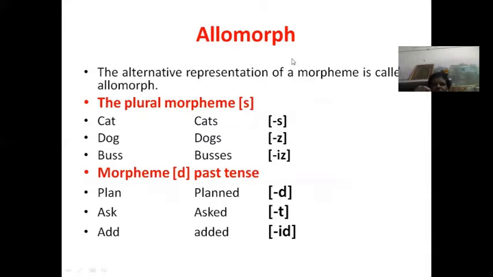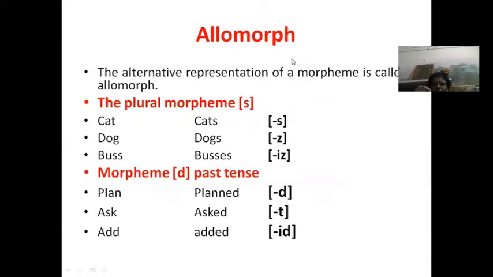It is not z, which is a voiced sound. It is a voiceless sound. Pets is voiceless, whereas in bags, girls, legs, the z sound is voiced.